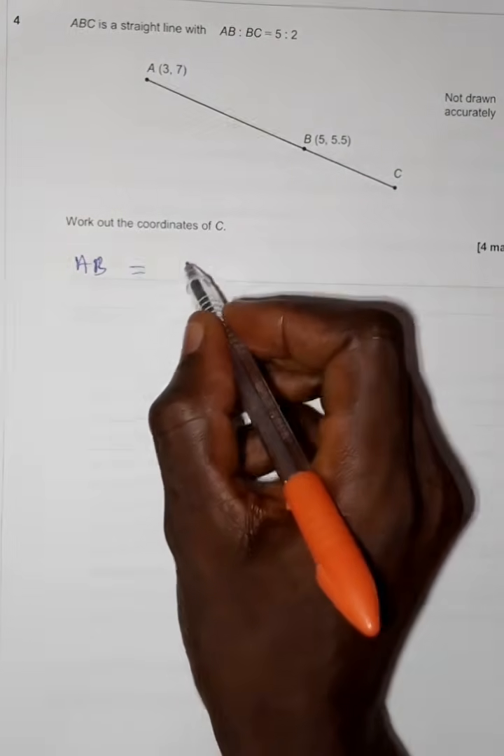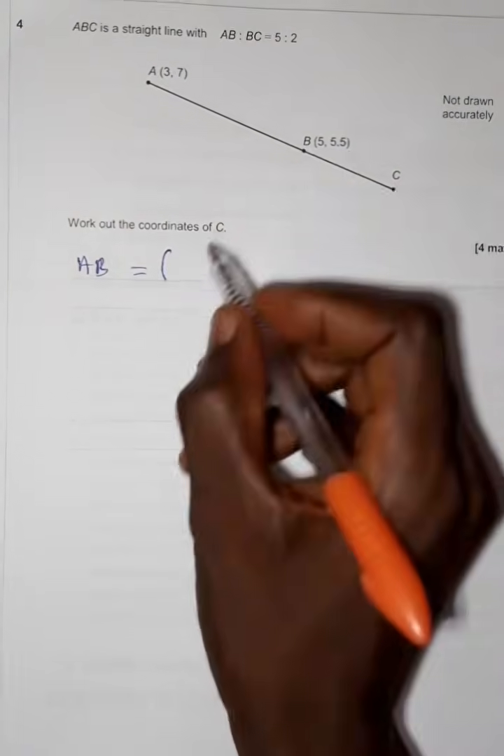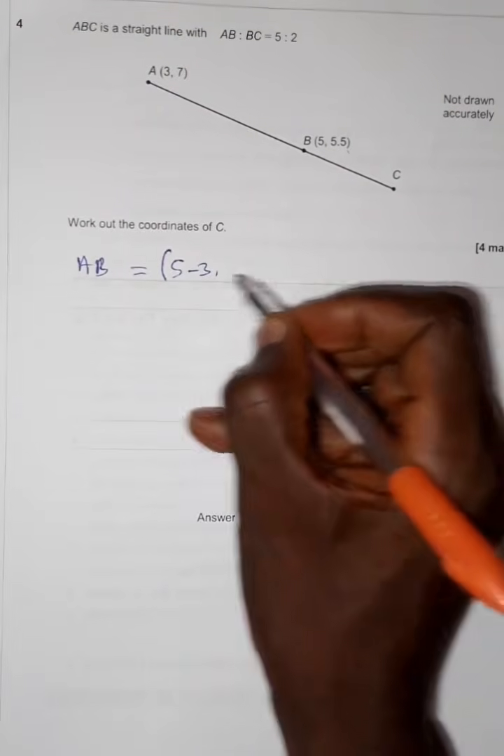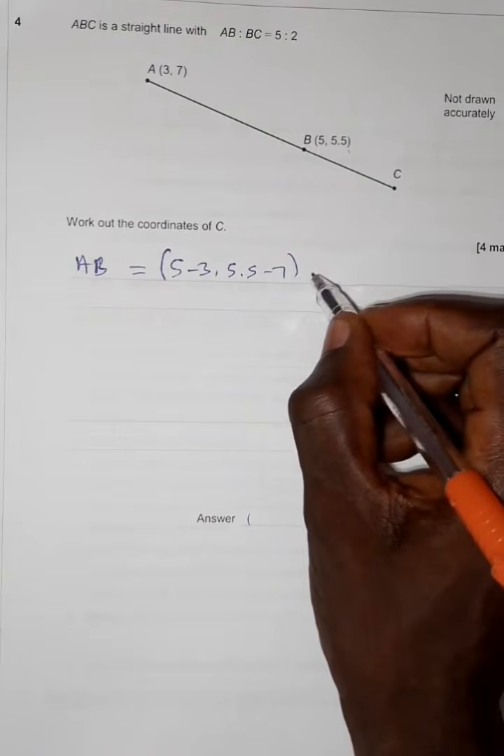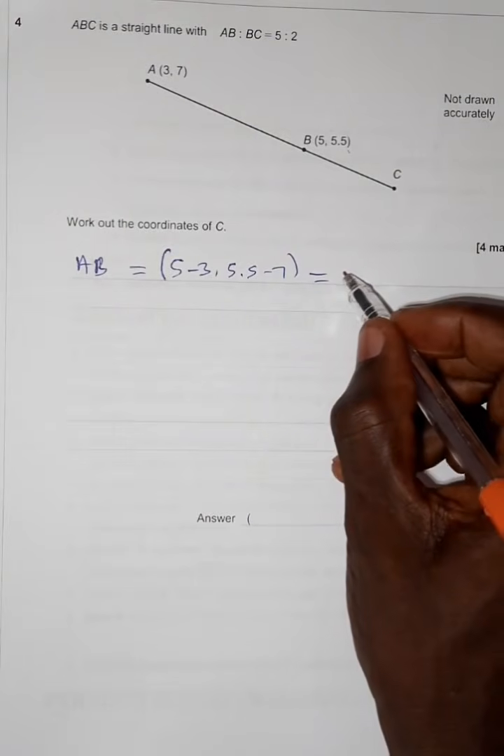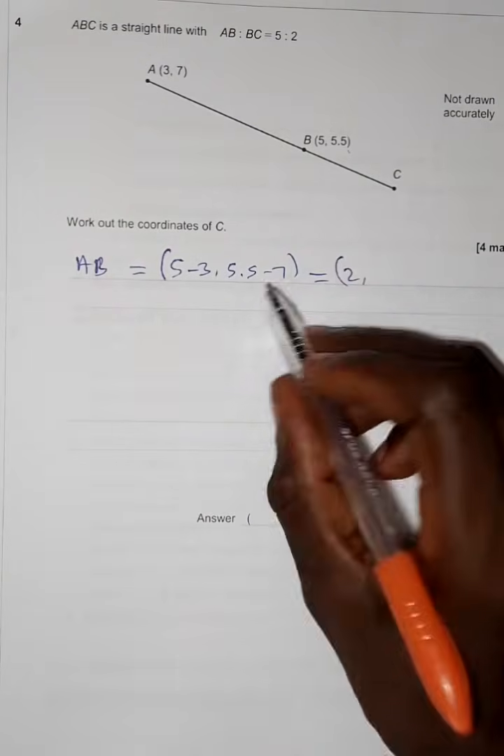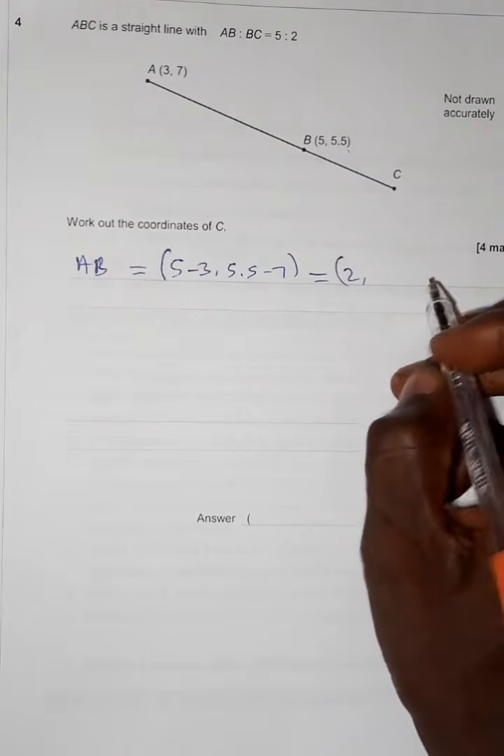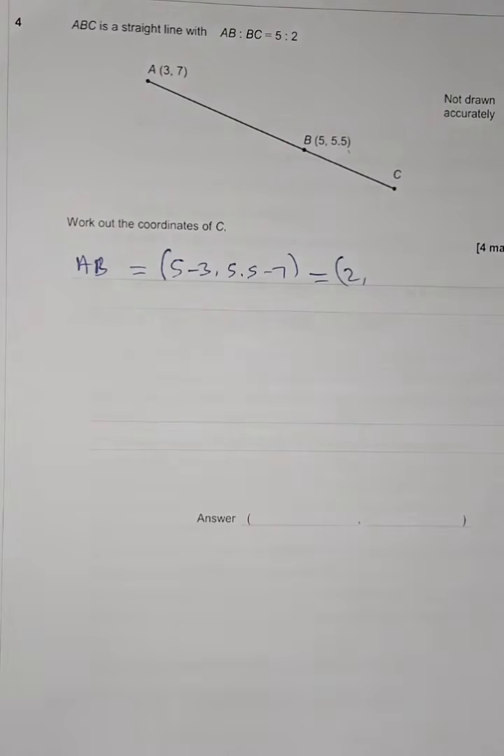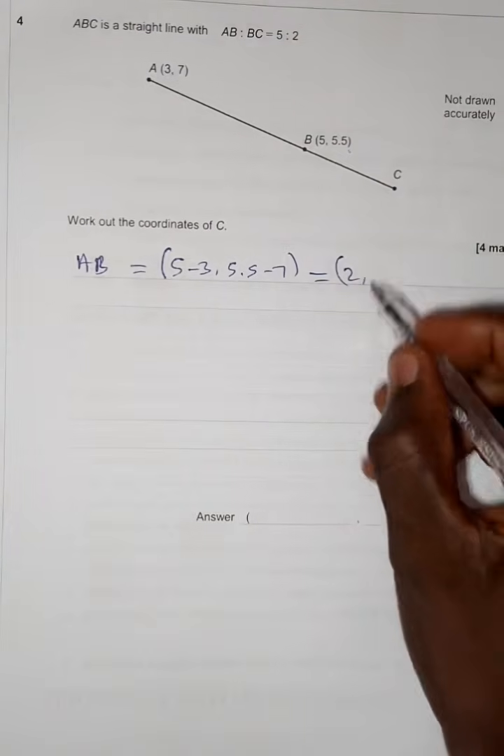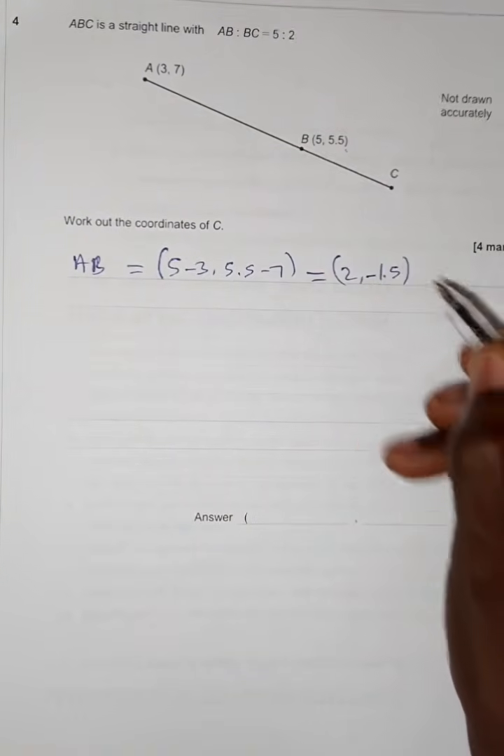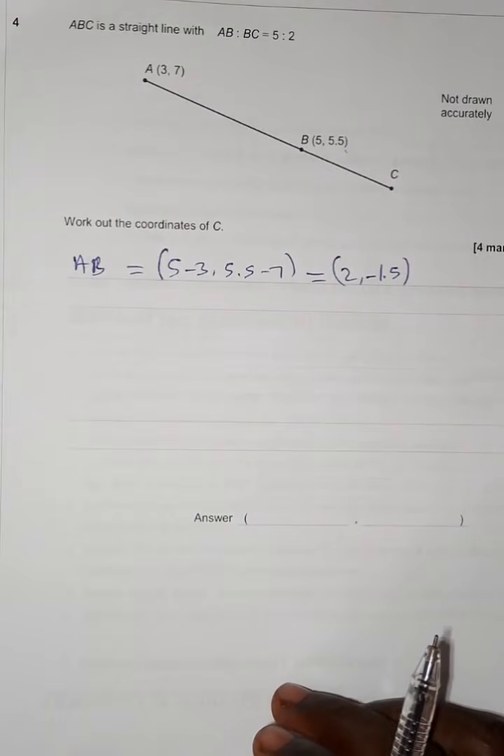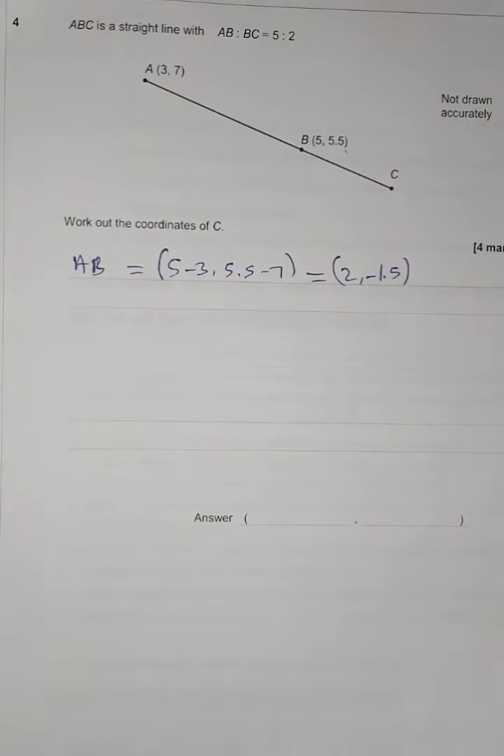The midpoint will be equal to, open bracket, we subtract this from this, so this will be 5 minus 3 comma, and then we have 5.5 minus 7, close bracket. So this will give us 2, comma, and then when we subtract this, definitely we have minus 1.5. All right, so I haven't gotten this yet. Definitely we will need to calculate the other one.